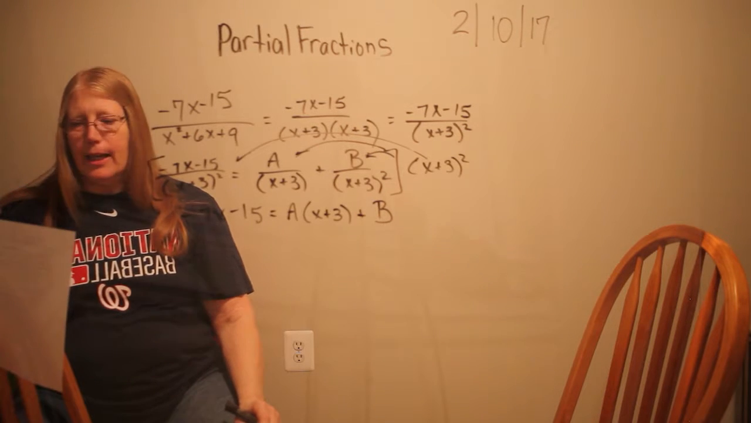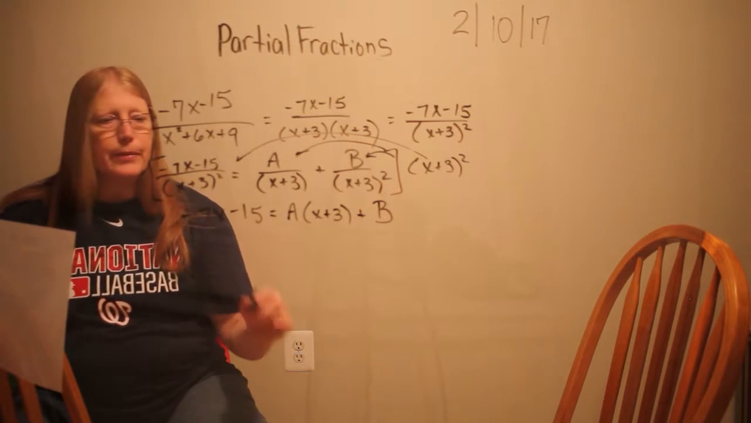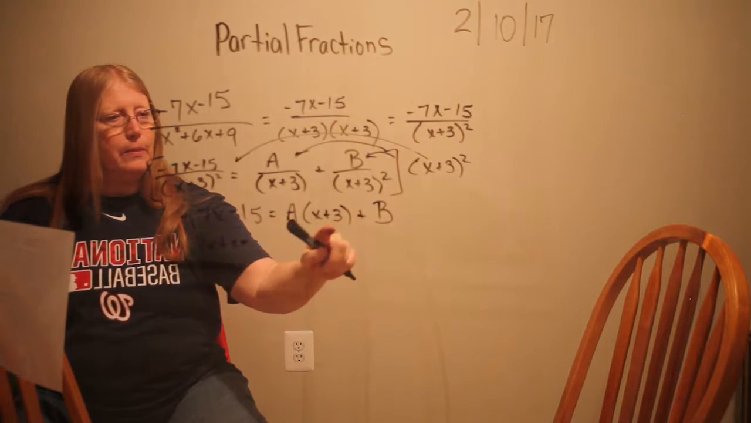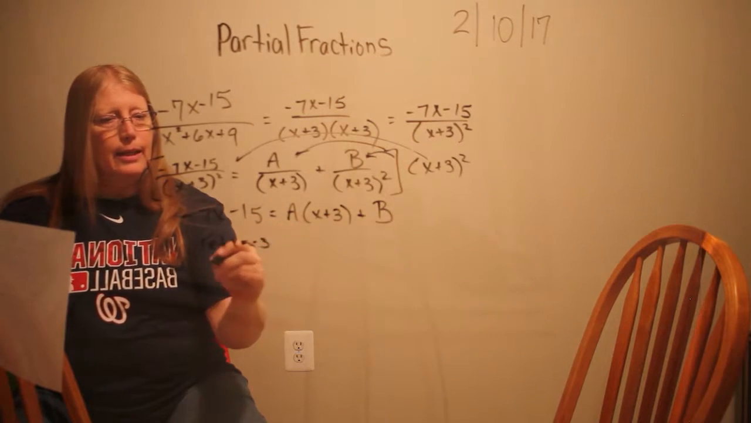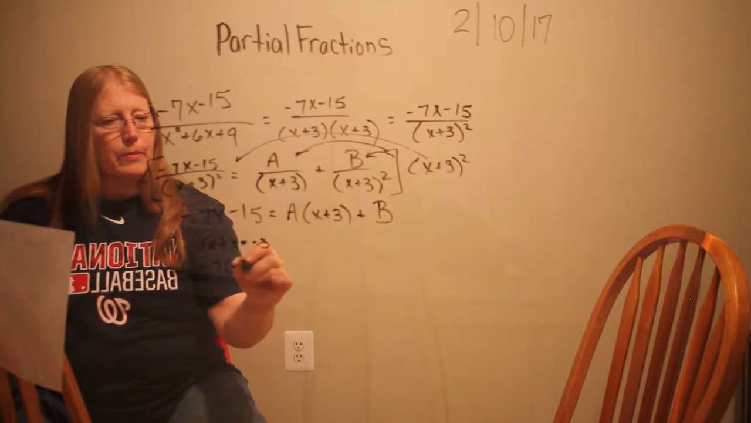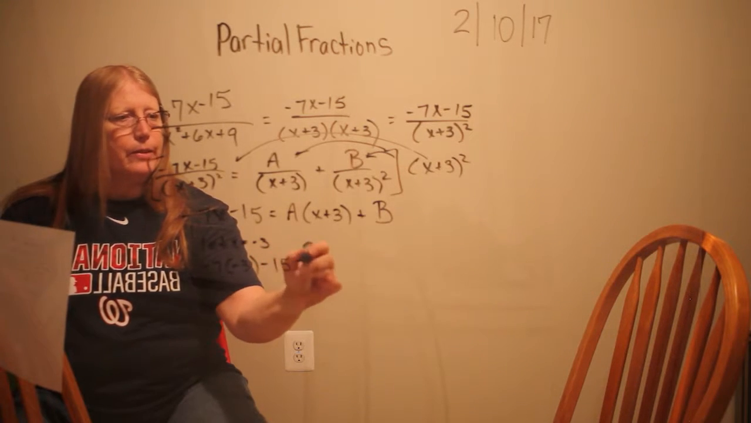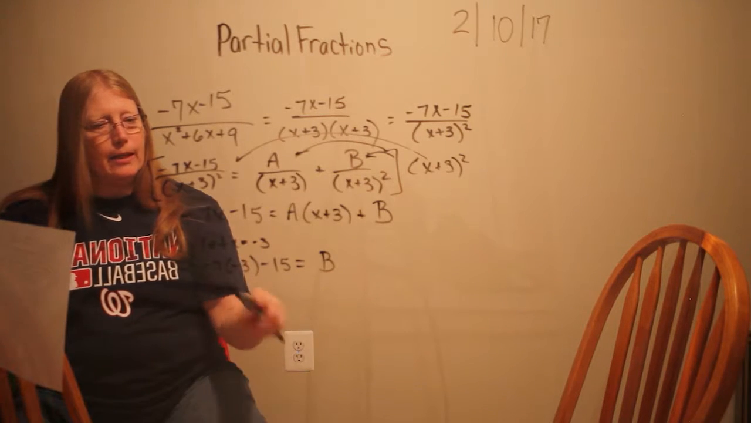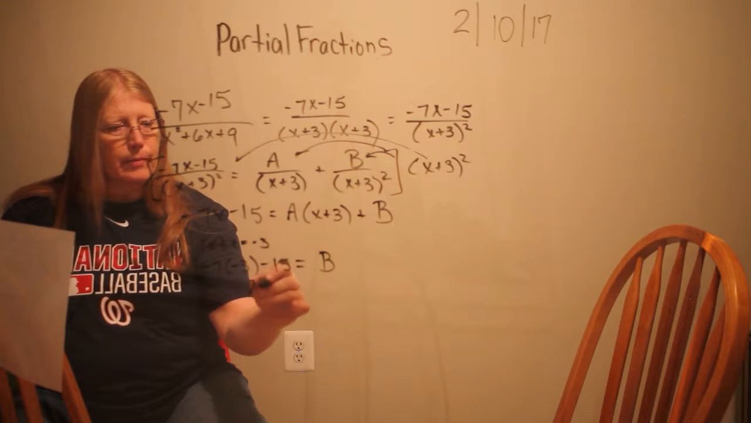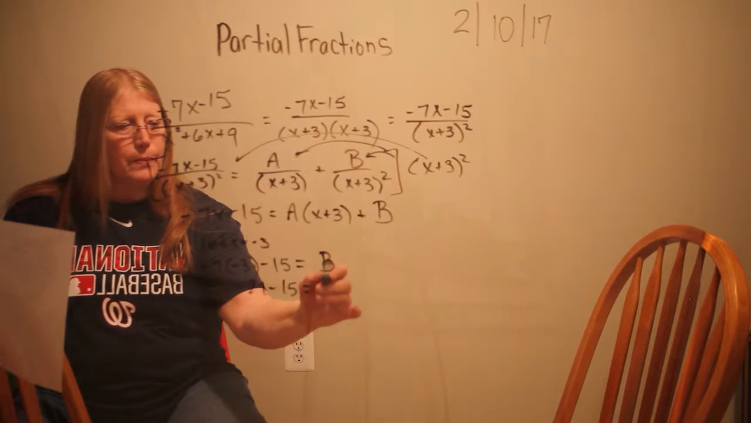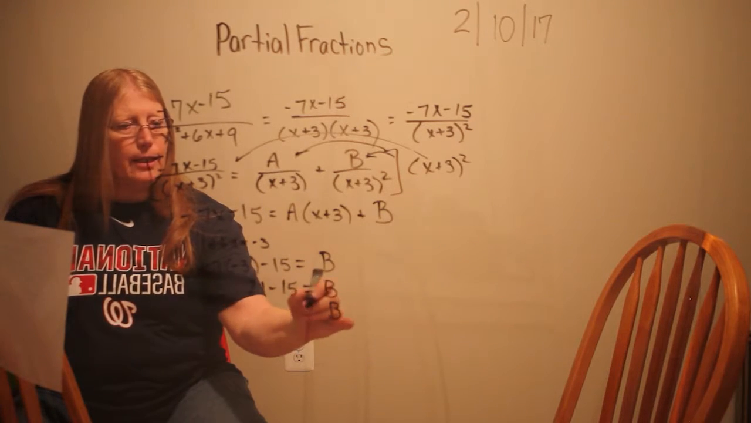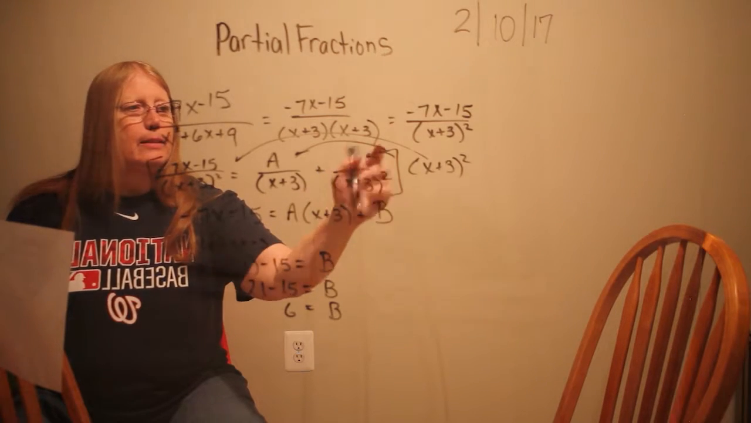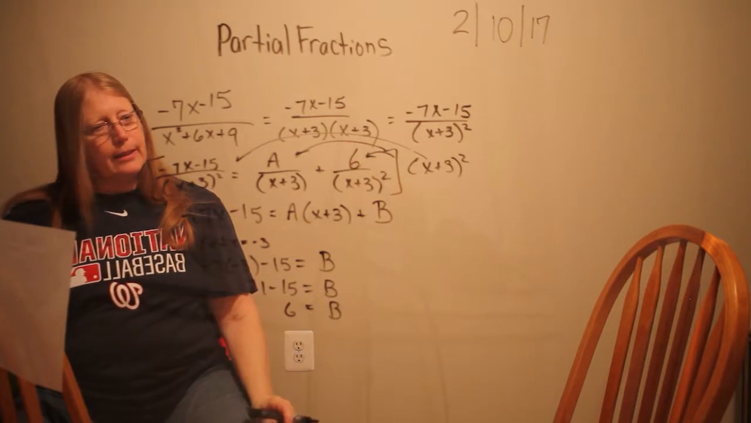And it's time to play. Let x equal minus 3, and so I get minus 7 times minus 3 minus 15. This will zero out, and it equals b. Positive 21 minus 15 equals b, so I get b equals 6. And go back up here and rewrite it, 6.